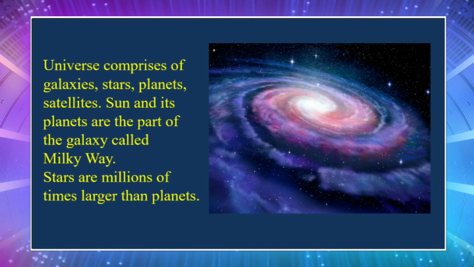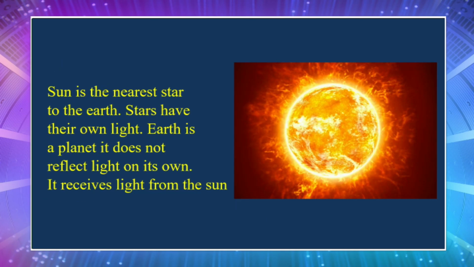Children, in this image you can observe that this is the image of a Milky Way. There are millions of stars in this Milky Way. Each and every point you observe in this, you can see each and every star has its own planets and satellites. Sun is the nearest star to the Earth.